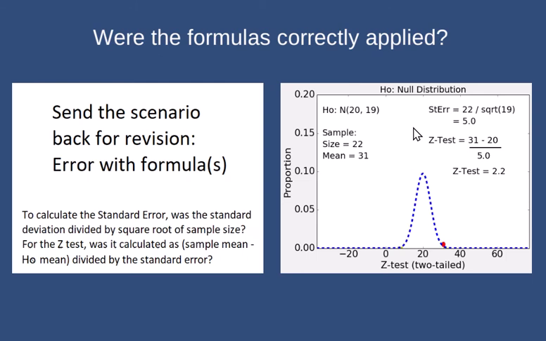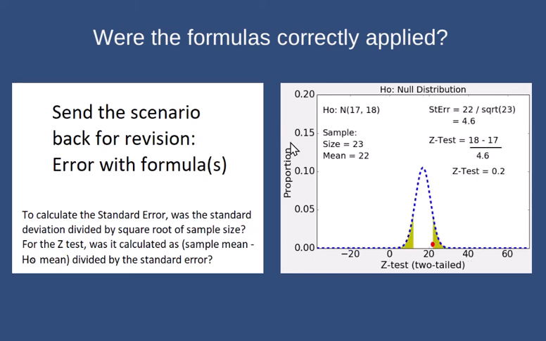Now on to the fourth example here. We're given a null hypothesis distribution with a mean of 20, standard deviation of 19, a size for our sample of 22, and a sample mean of 31. Look at the standard error. It should be standard deviation divided by square root of sample size, and standard deviation is 19, and that's not what was plugged here. So we send the scenario back for revision.